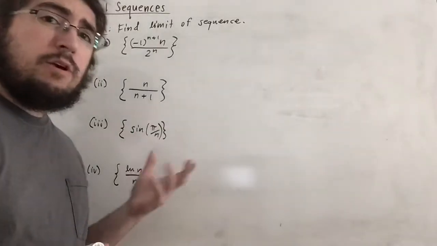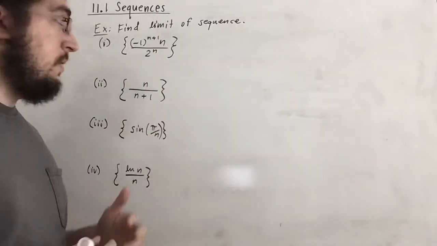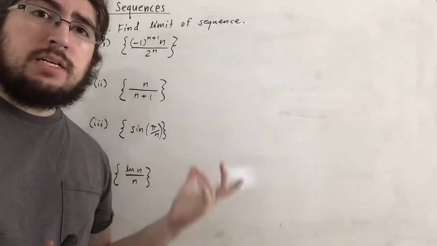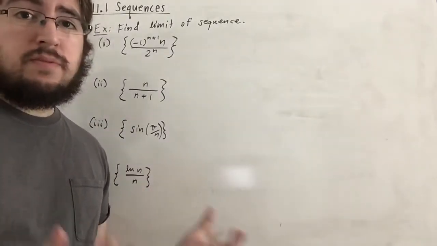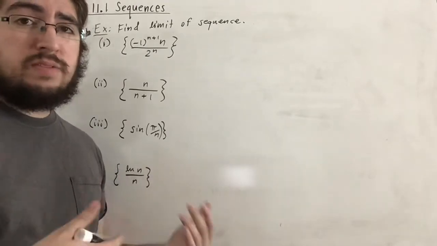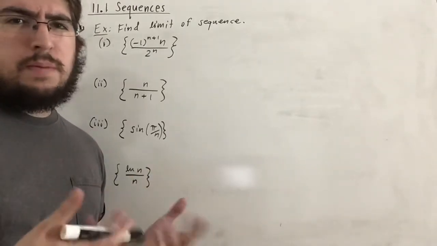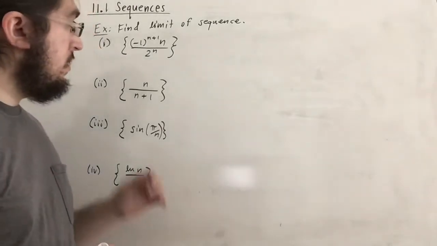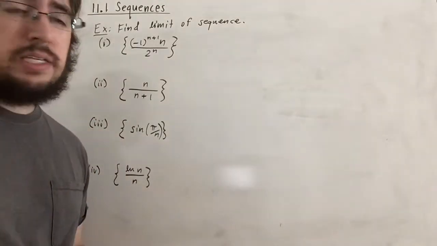All right, so here I have 4 examples where I'm asking to find the limit of the sequence. And all we're going to do is take the limit as n goes to infinity and see if we can use some of the limit properties or laws that we've seen before, amongst other limit techniques, by the way, to figure out what the limit is and if it actually exists.